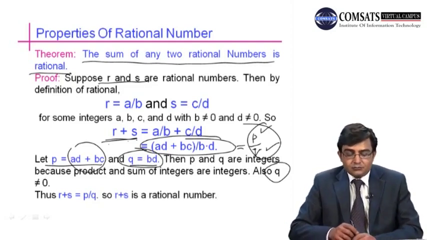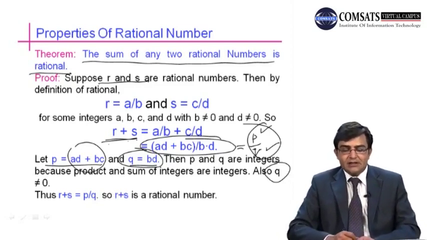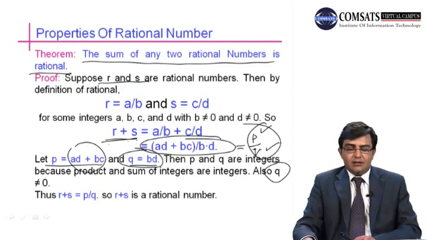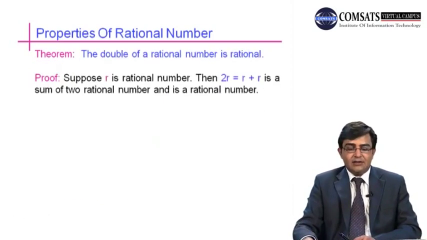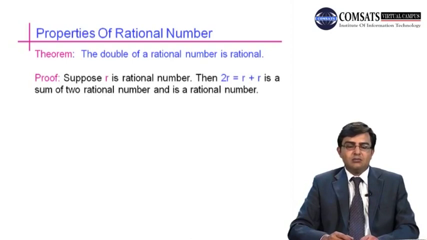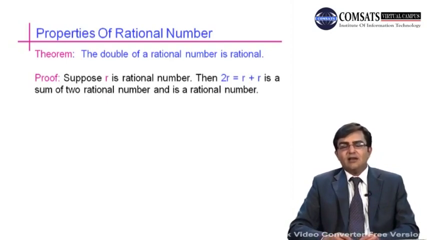So we have proved the statement, and now we proceed to the next theorem. The next theorem is: the double of a rational number is rational. Now we prove that if we multiply a rational number by 2, the double of a rational number, what does it mean? It means if we multiply any rational number by 2, then it remains rational.